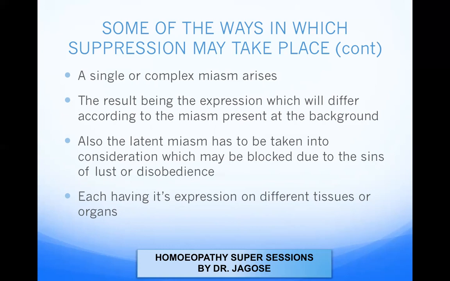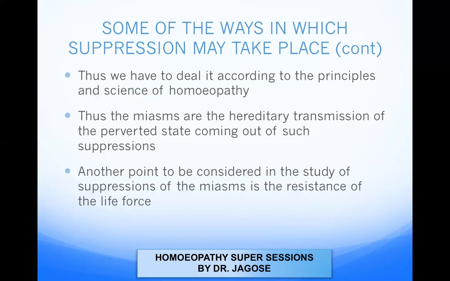So naturally, each miasm has its own expression, or different expressions, on different organs and different tissues, depending upon the miasmatic activity in the background. Thus, we have to deal with it according to the principles of the science of homeopathy. So if you want to successfully treat a case of suppression, you have to deal with it with the principles and science of homeopathy. Thus, the miasms are the hereditary transmission or the perverted state coming out of such suppression.